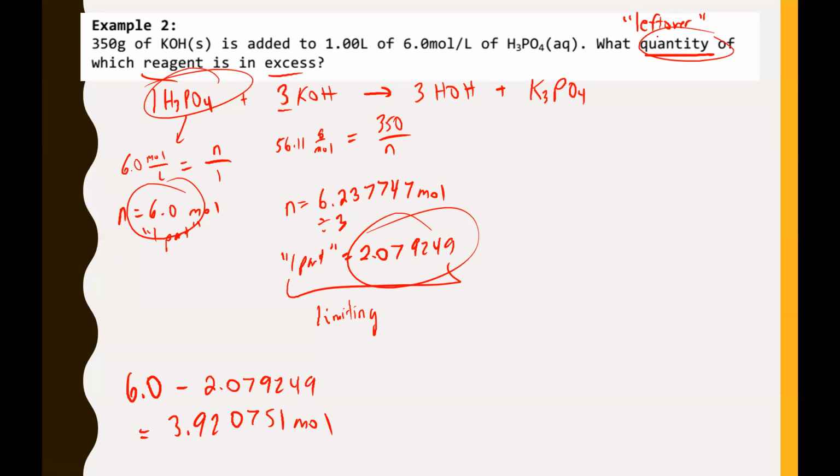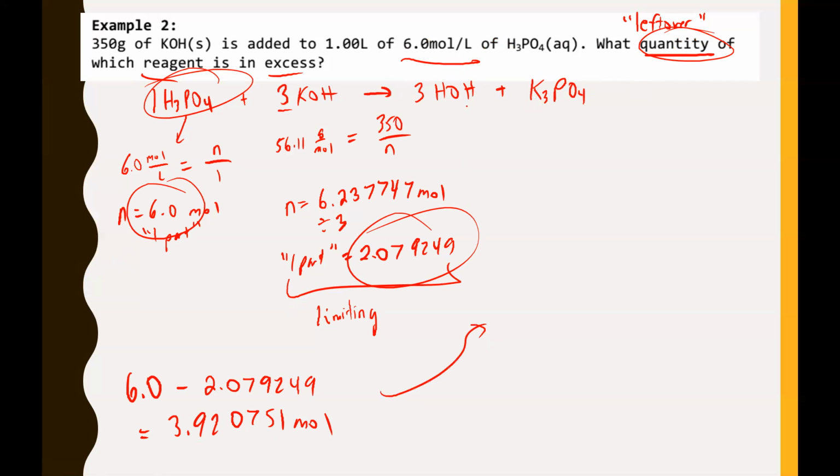But again, like I mentioned at the beginning, we're looking for a quantity that is not measured in moles, that is actually measured in either grams or liters. And since all we know about our H3PO4 is moles per liter, we're going to have to use that to figure out how many liters of H3PO4 will be left over.